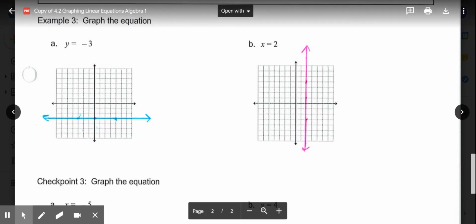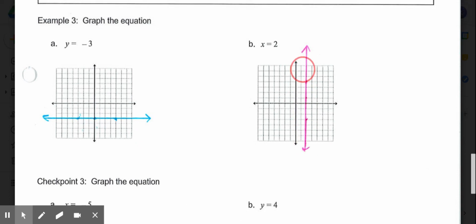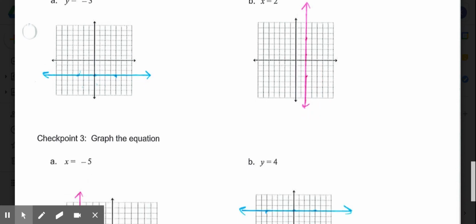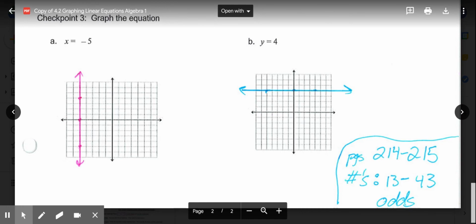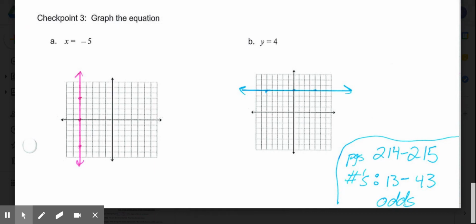If I'm graphing x equals 2, that's a vertical line through +2. X equals -5, so that would be a vertical line through -5. And y equals +4 would be a horizontal line through the +4.